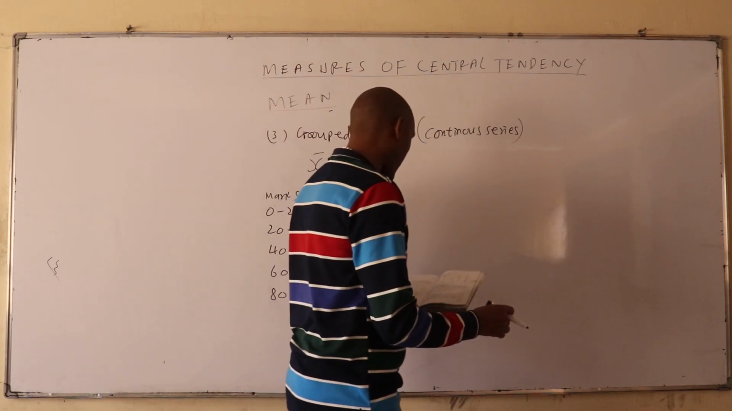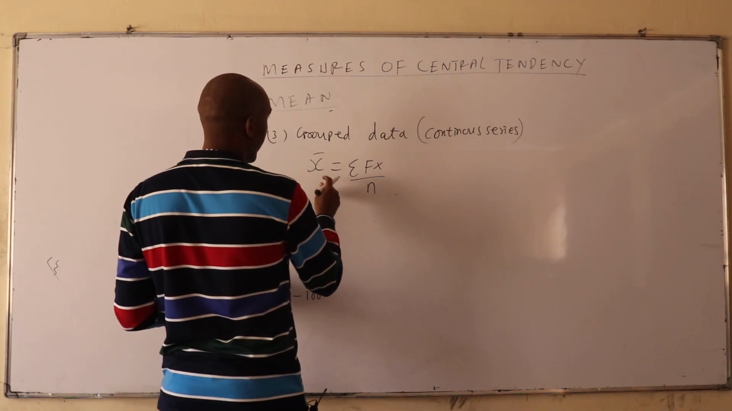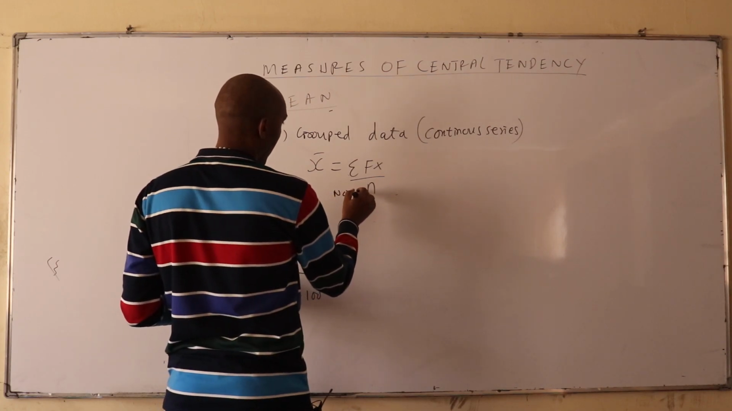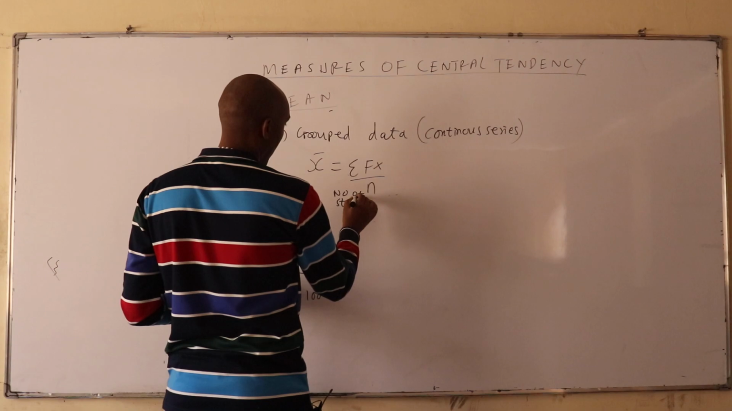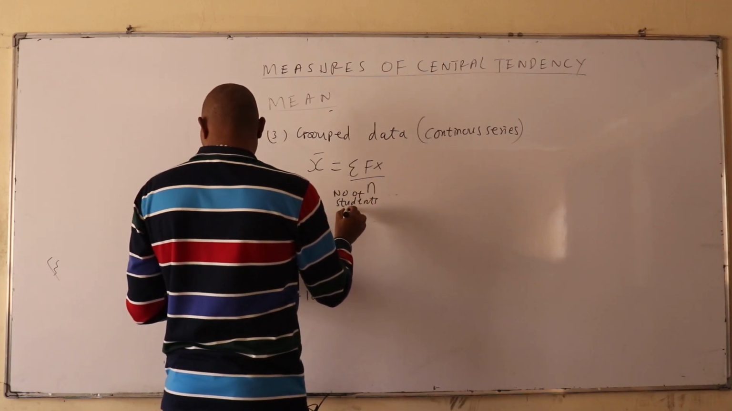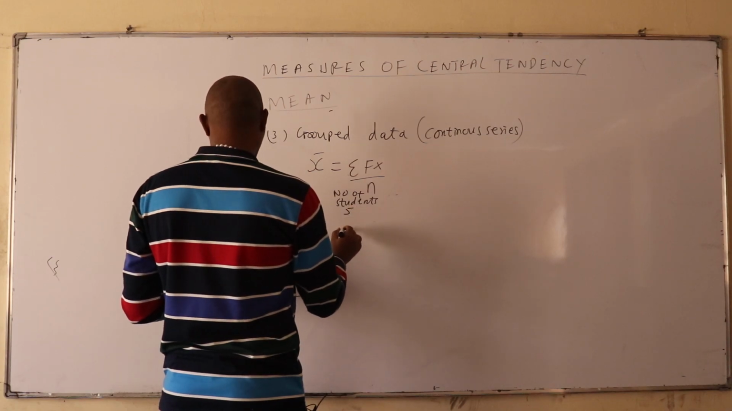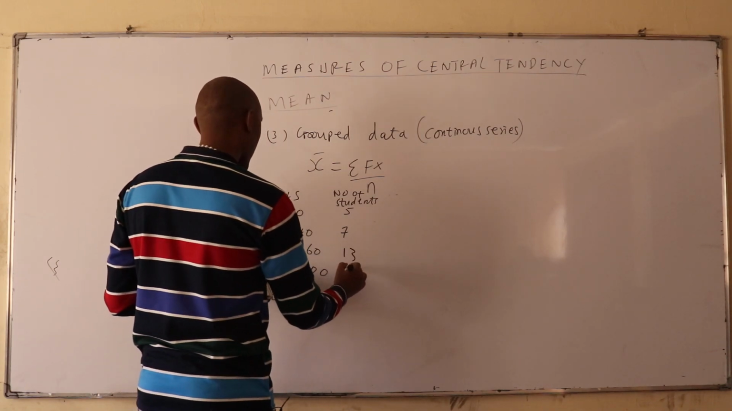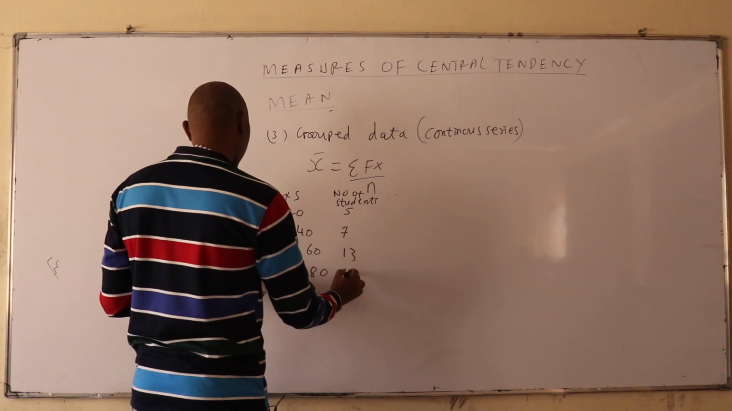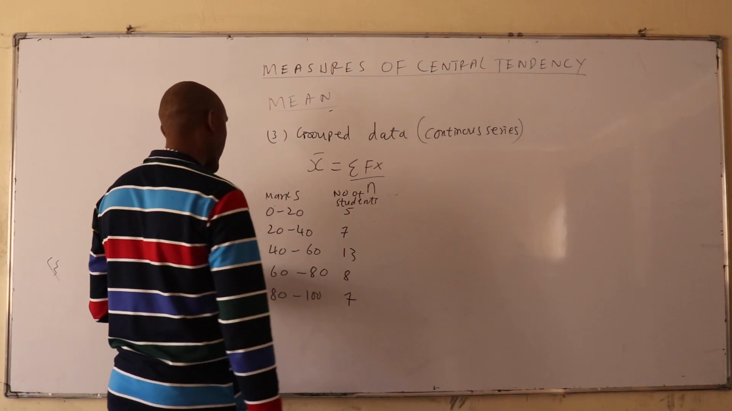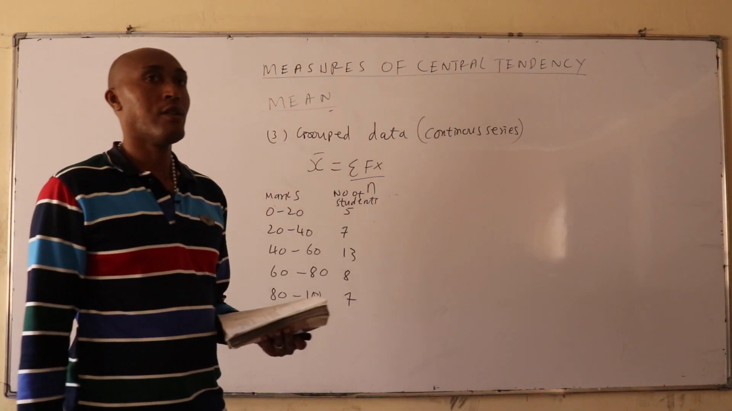Then for f, they have given the number of students. The number of students who scored between 0 to 20 are 5. Those who scored between 20 to 40 are 7. Those between 40 to 60 are 13. Those between 60 to 80 are 8. And those between 80 to 100 are 7 students.